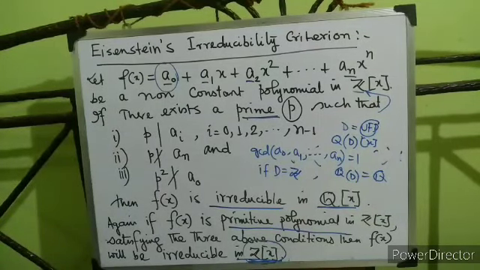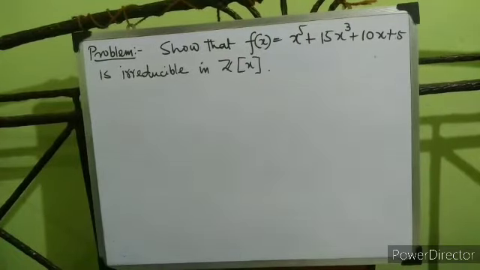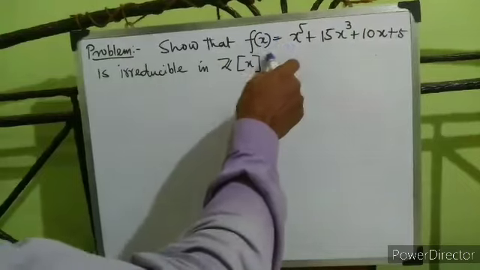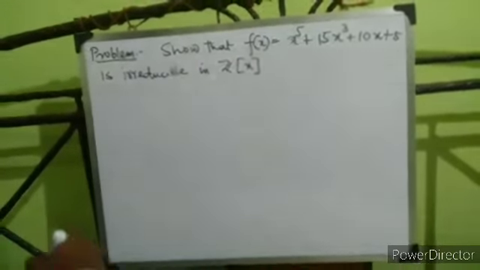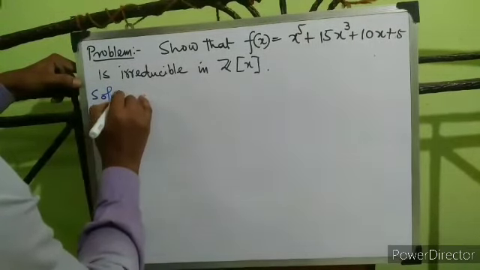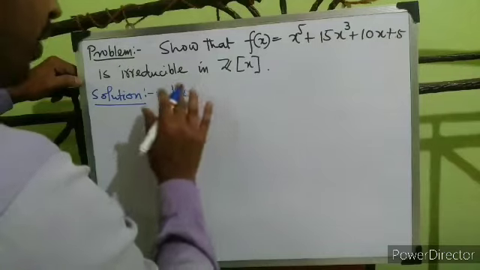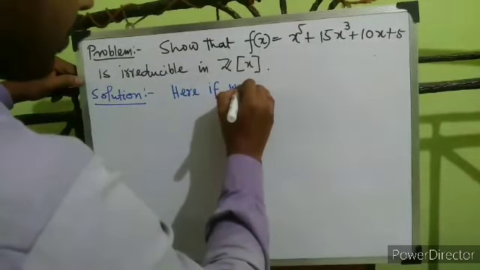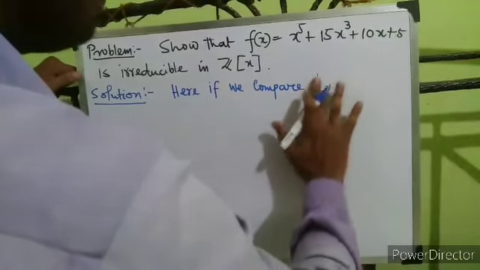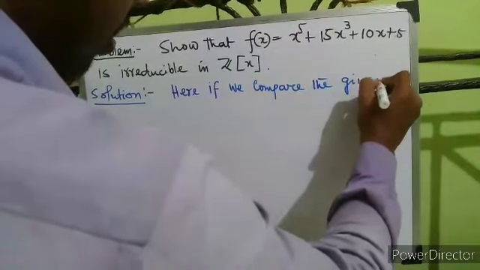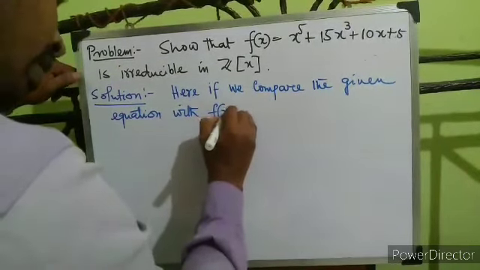And now we will discuss some problems with the help of Eisenstein's irreducibility criterion. Problem: show that f(x) equals x to the power 5 plus 15x cube plus 10x plus 5 is irreducible in Z[x]. So, solution. Here, we compare the given equation with f(x) equals a0 plus a1x plus a2x square plus a3x cube plus a4x to the power 4 plus a5x to the power 5.